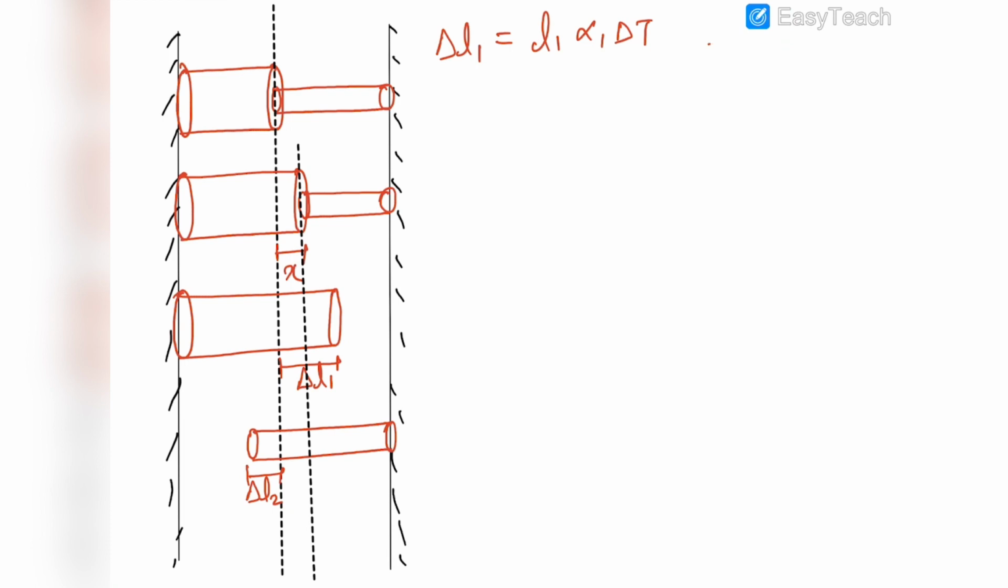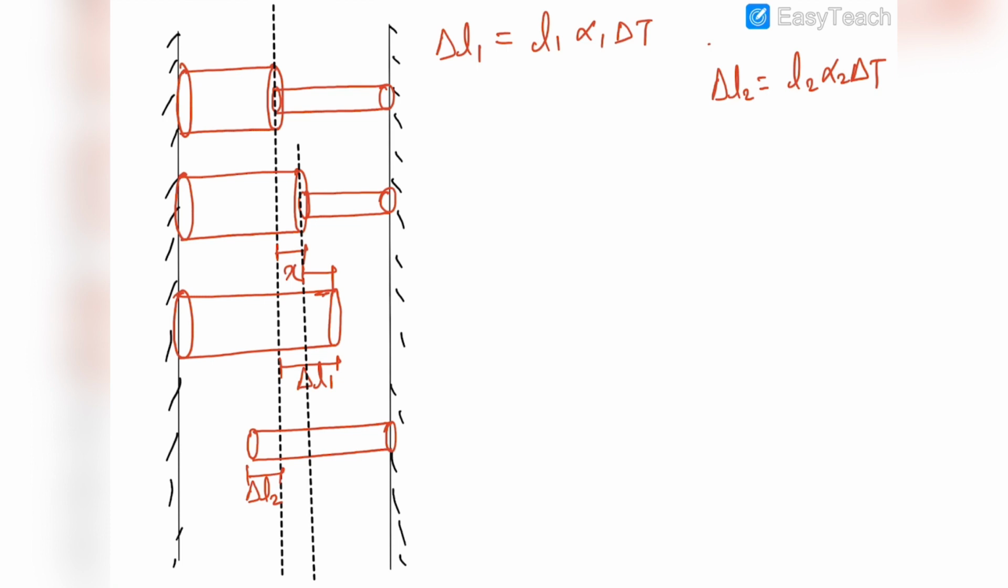I'll write it down here. Delta L2 will be L2 alpha 2 delta T. Now we have assumed that if this rod was not present, then it would have expanded freely, but due to the presence of this rod, this will be the restricted length. Now the restricted length is obviously the length which is suppressed by this rod. Okay, so this length would be delta L1 minus X. You can also refer to this video in detail in the playlist of elasticity. So this would be the restricted length, and the restricted length would be delta L1 minus X.